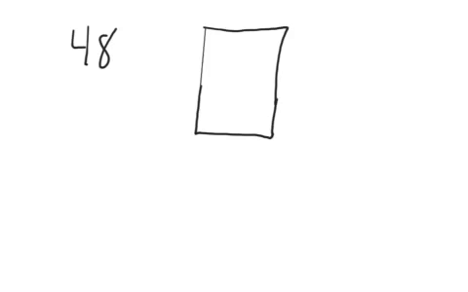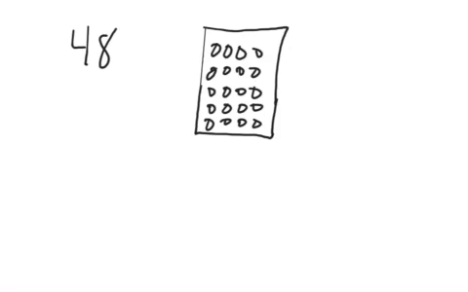The first problem says, Grandpa's stamp album has 48 pages. Each page, so we're going to draw a little page just so you know what that looks like. Each page has 5 rows with 4 stamps on each row. So 4 stamps, 4 stamps, 4 stamps, 4 stamps, and 4 stamps. How many stamps are in Grandpa's album? So if this is what each page looks like, this is one page, and we have 48 of these, we need to know how many total stamps are in his album.